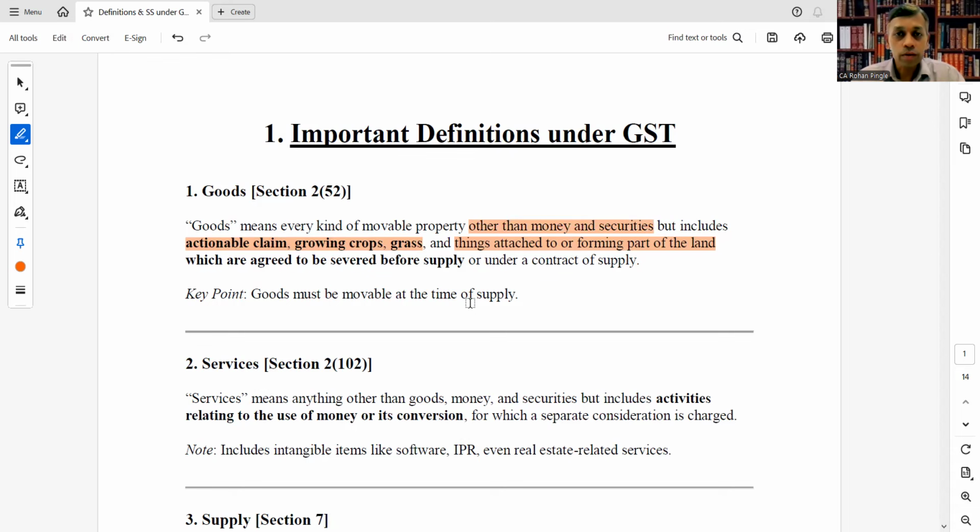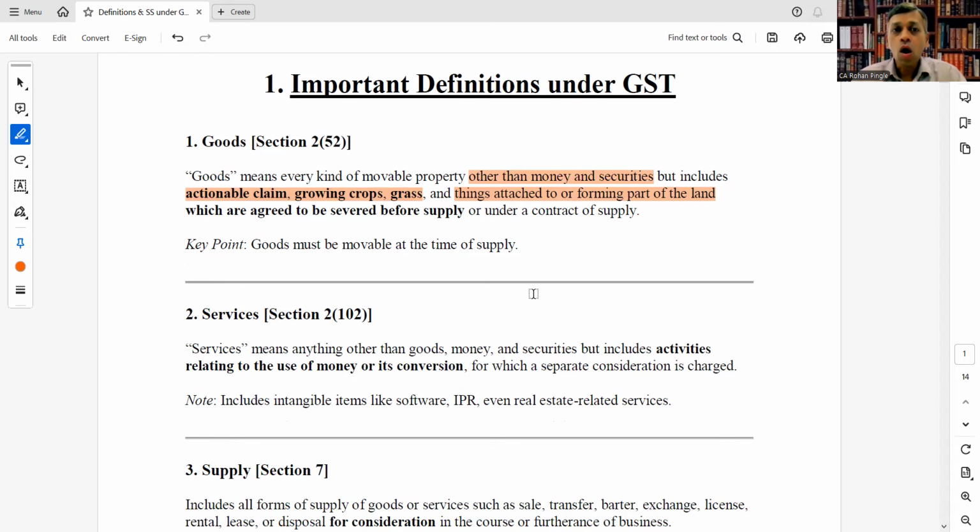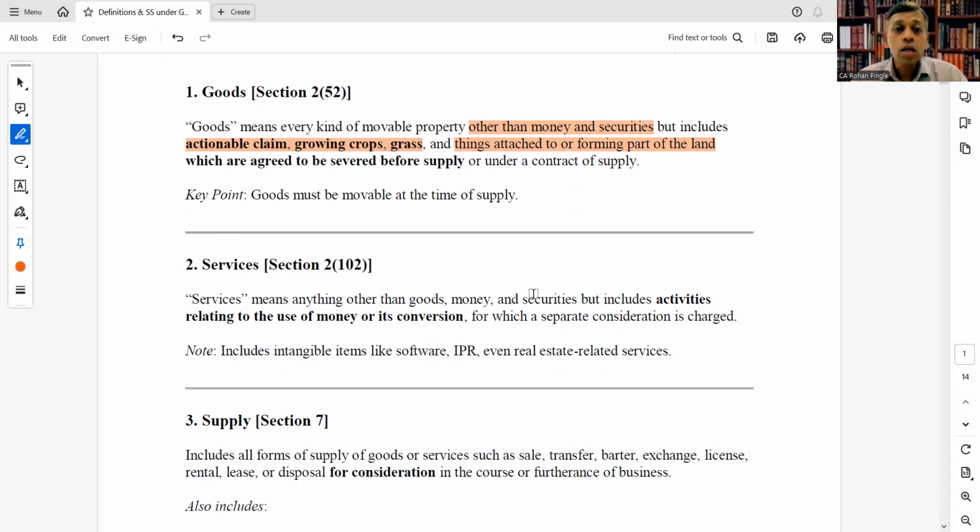Next definition, services. All these definitions are covered under Section 2 of the GST Act, that is the CGST Act 2017. Services means anything other than goods. We have gone through the definition of goods. Now we are learning the definition of services.